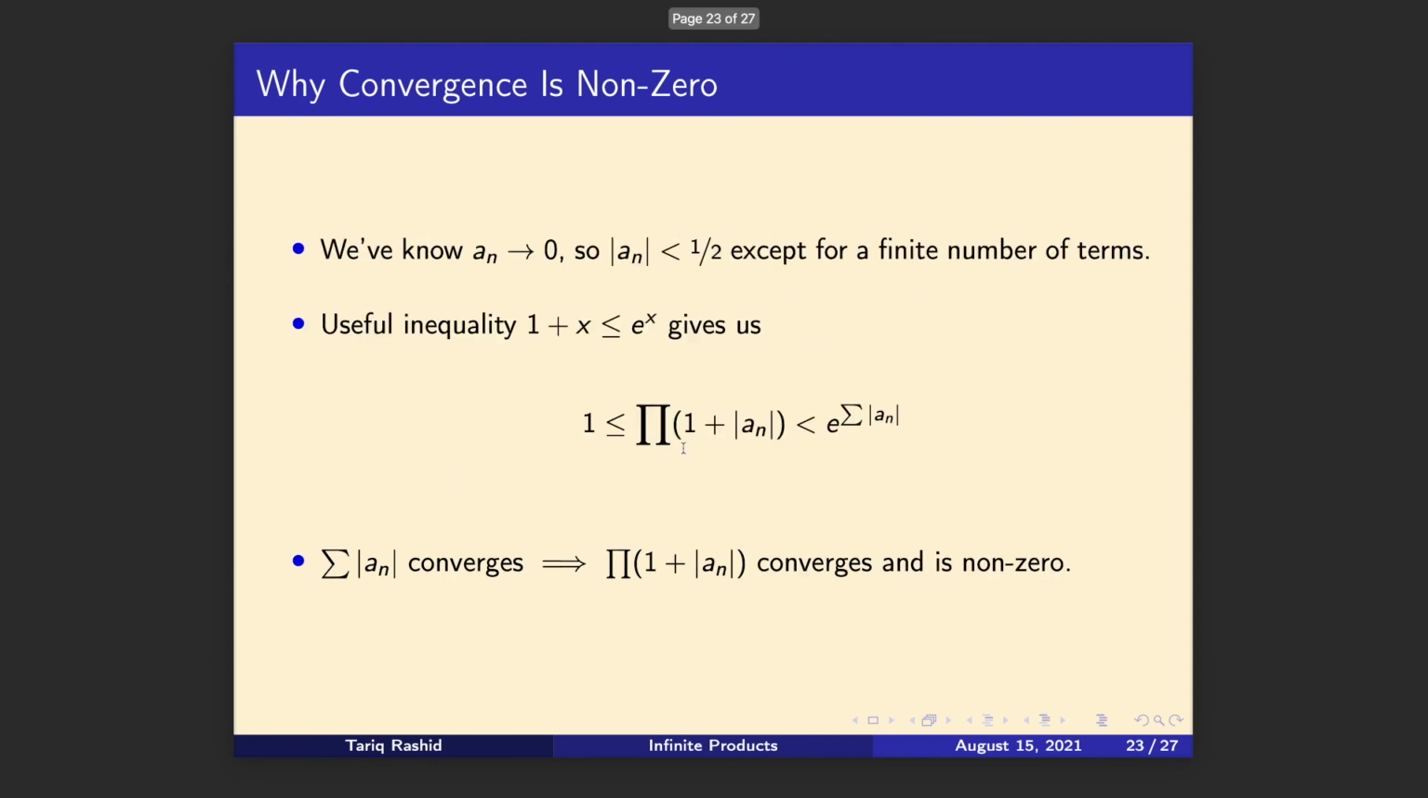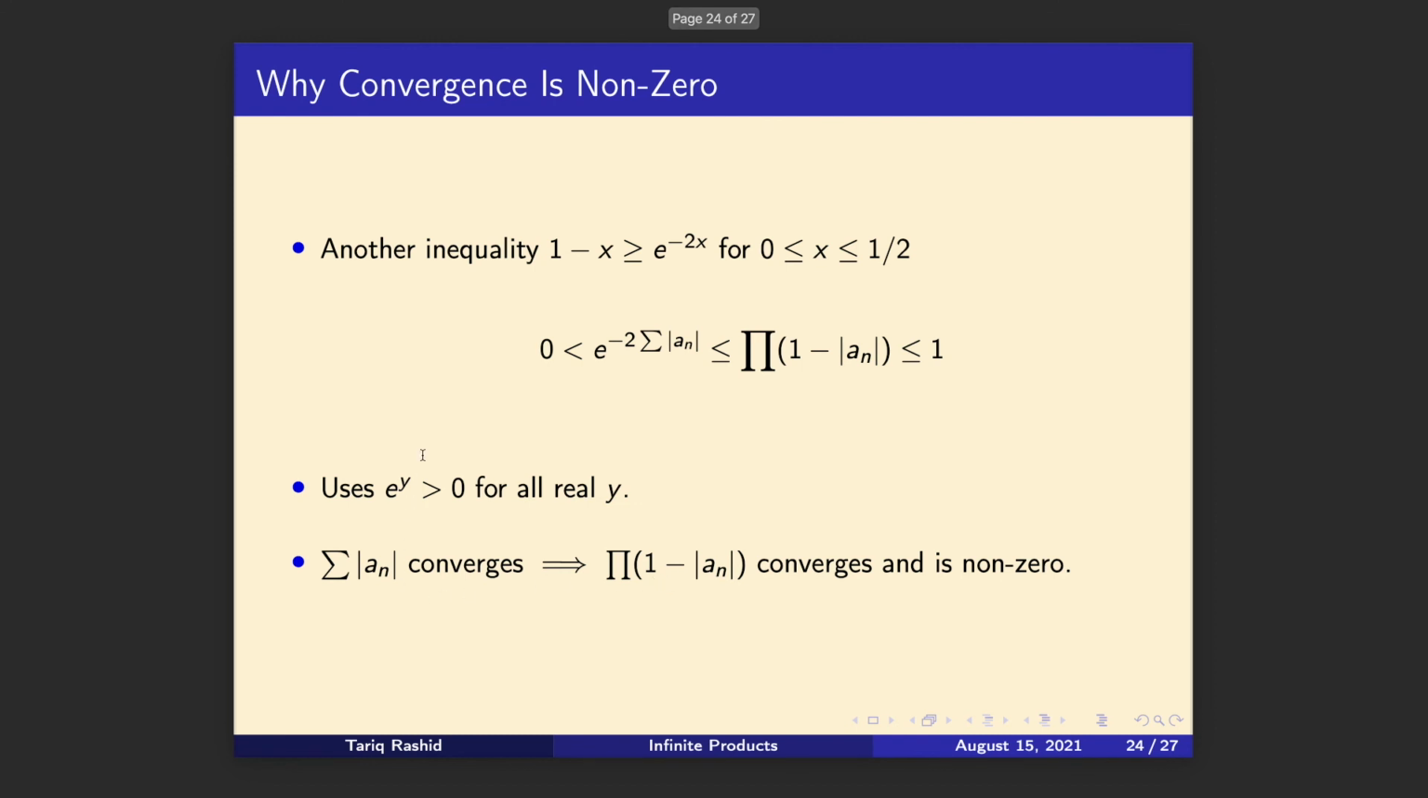So let's summarize what we've said there. A recap: if the sum converges, then this product with a plus there converges. The second result is if the sum converges, that product with a minus converges and is non-zero. So those are two cases we've come up with.